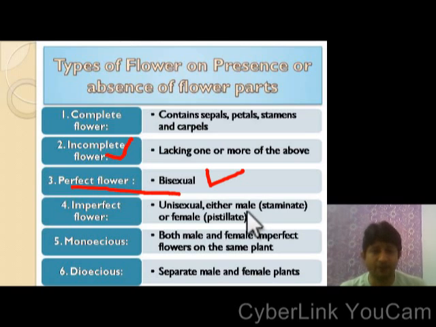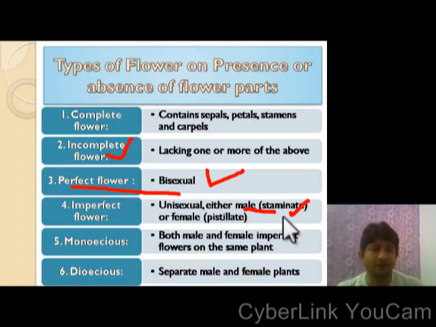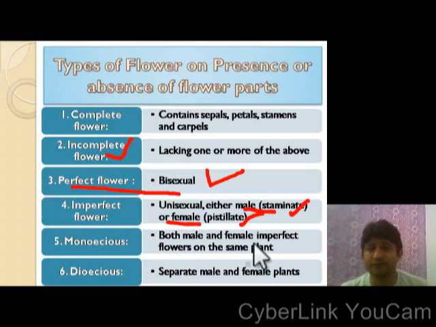Imperfect flower means the flower which contains only one type of reproductive part, either male part or female part. If a flower bears only the male part, these flowers are known as staminate flowers, and if a flower bears the female part, it is known as a pistillate flower. Another type is monoecious. In monoecious plants, both male and female imperfect flowers are on the same plant. And the last one is dioecious. It means separate male and female flowers are present on separate plants. For example, palm tree.